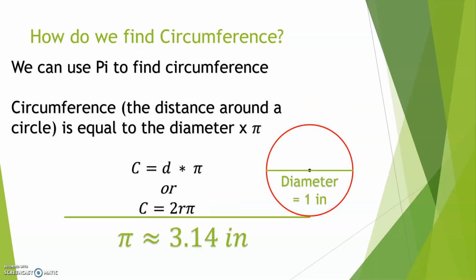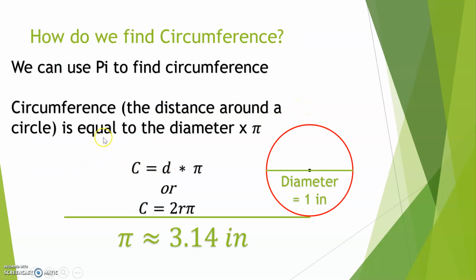So we can use that to find what's called circumference. And we're going to use it for area too. But for right now, we're just going to talk about circumference. We can use pi to find the circumference by doing the following. We just proved that if a circle has a diameter of 1 inch, the distance around that circle, meaning the circumference, is equal to 3.14 inches.